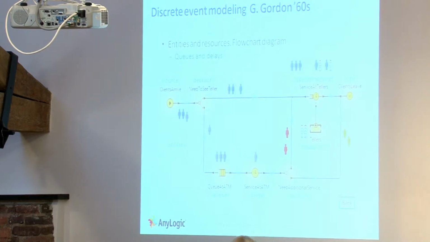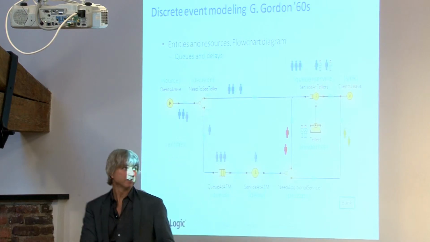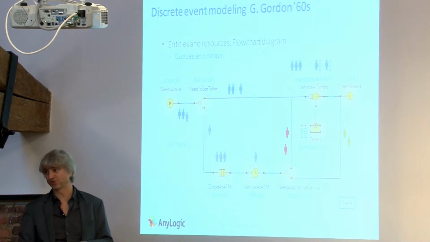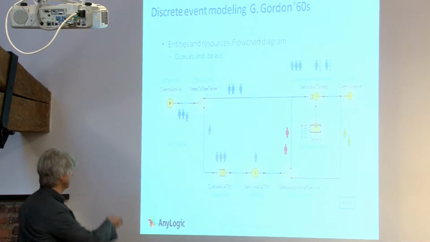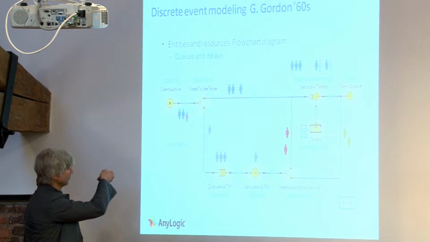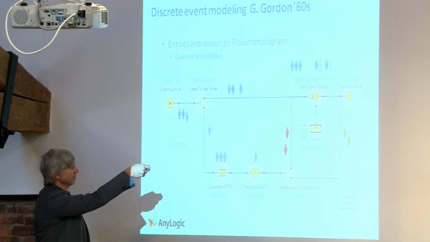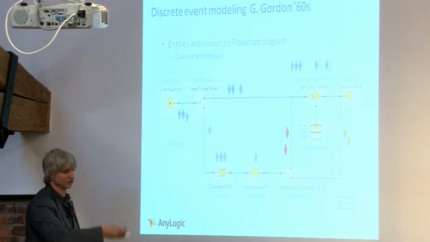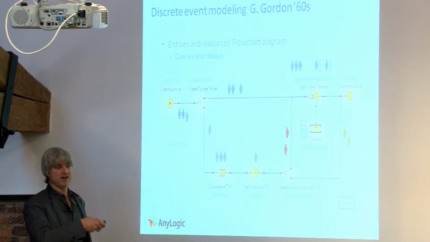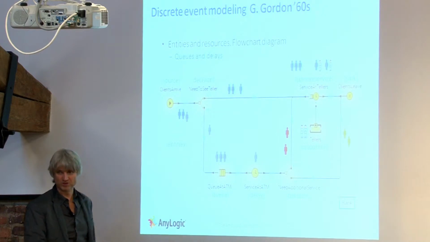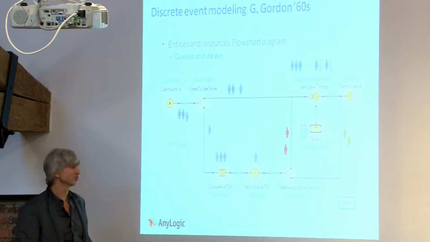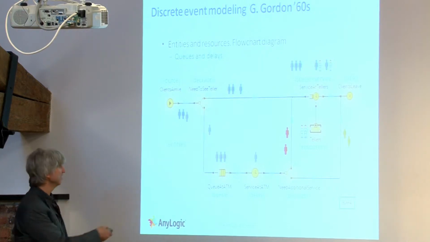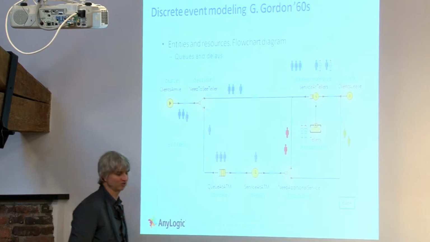In discrete modeling, people are individual entities. They can have different parameters associated with them. We can say, okay, that guy wants to open an account, therefore the delay over here will be longer than the delay for this guy who wants just to cash a check. So the level of abstraction is lower. We do model individual objects, entities, and we try to represent things in terms of a process.